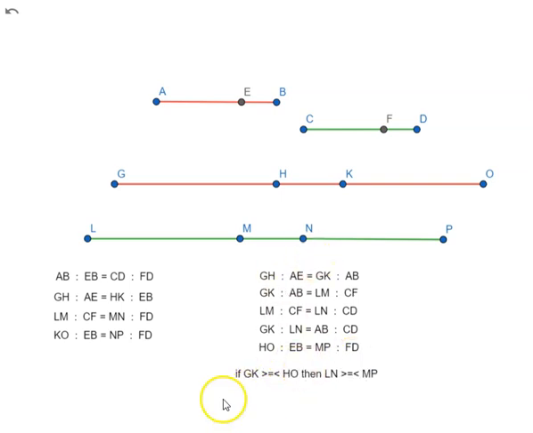So based on this, we can conclude that if GK is greater than, equal to, or less than HO, then LN is also accordingly greater than, equal to, or less than MP. And if we subtract HK from both GK and HO and MN from LN and MP, we get GH greater than, equal to, less than KO, then LM is also greater than, equal to, less than NP. And this tells us that AE is to EB equal to CF is to FD.